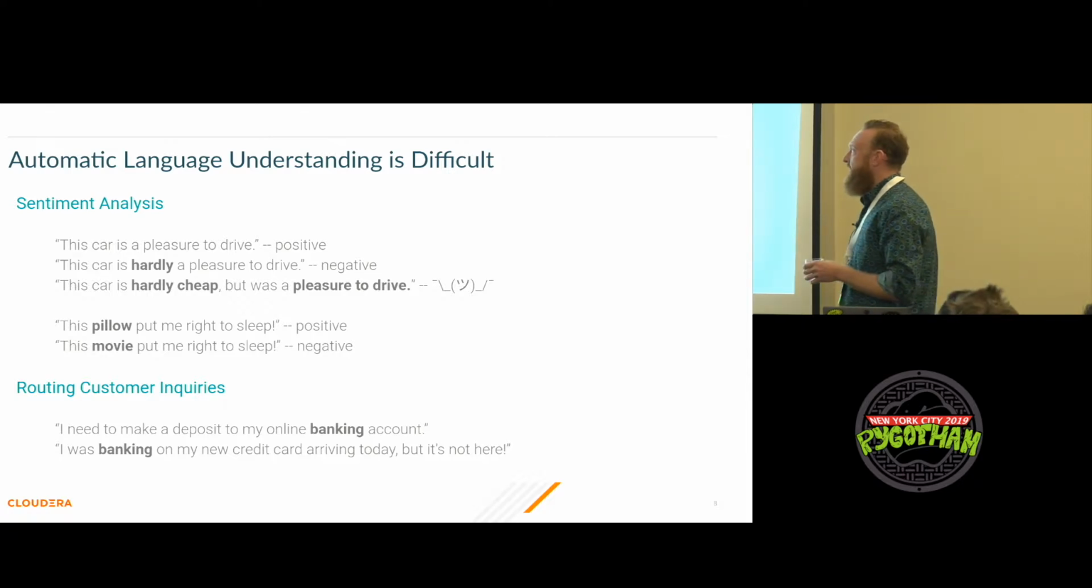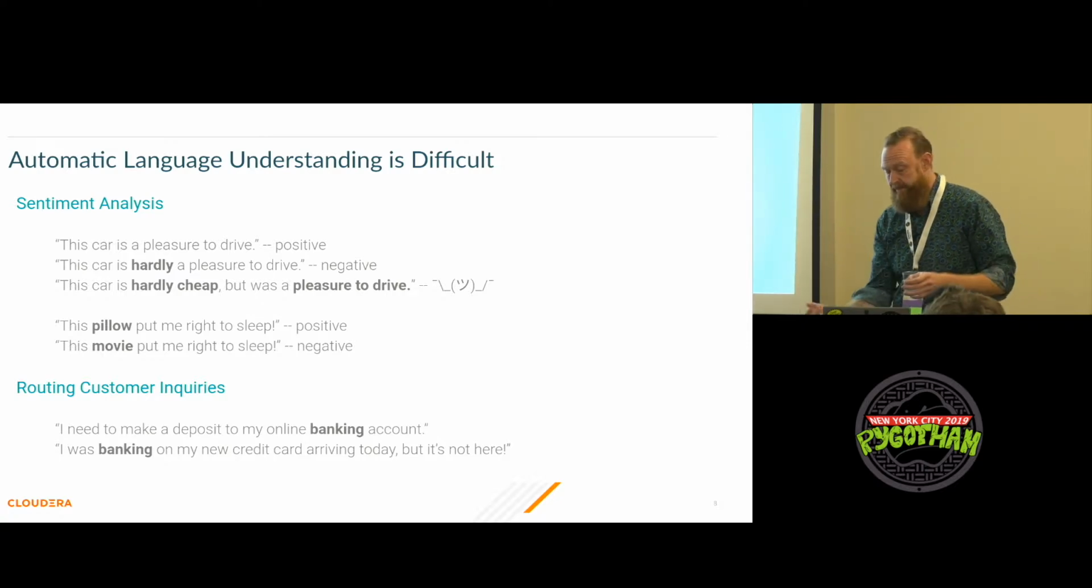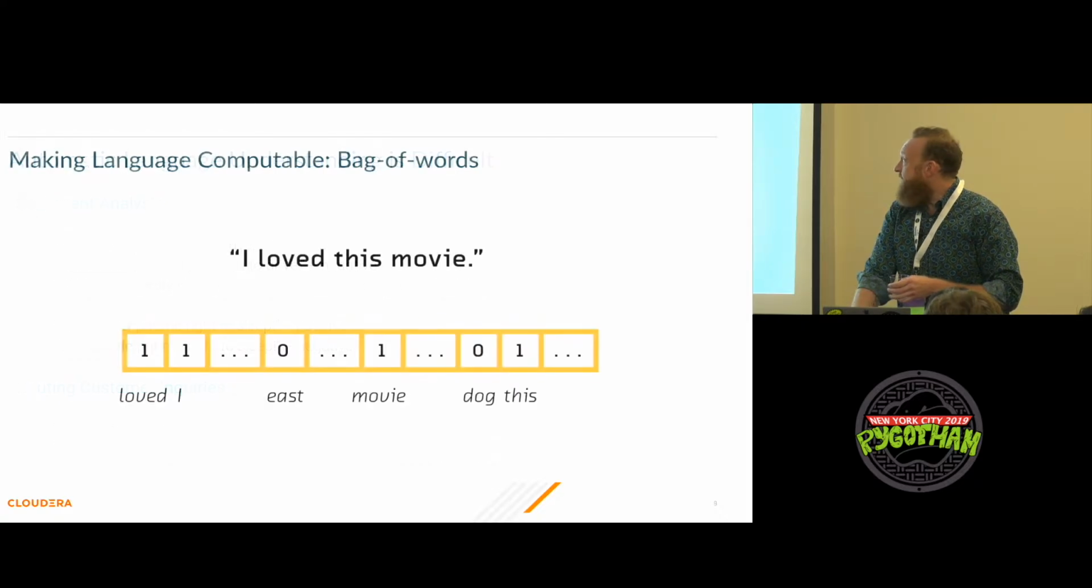Hardly a pleasure to drive. Well, now it's a negative sentiment. Car is hardly cheap, pleasure to drive, in the middle. So as usual, sentiment is not quite Boolean. Pillow put me right to sleep, easy. Movie put me right to sleep, bad. So you need a parser with some nuance, or a machine model behind it. Same thing here with banking, it's just different sentiments.